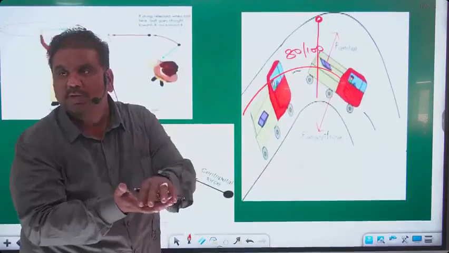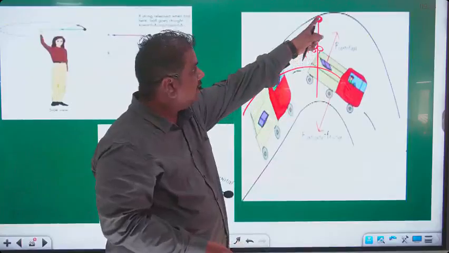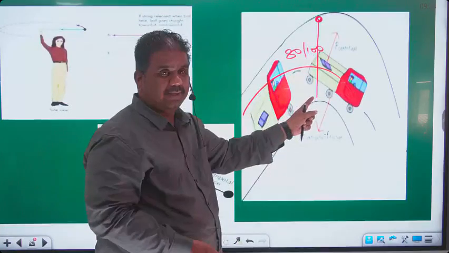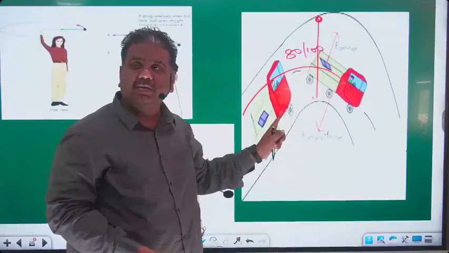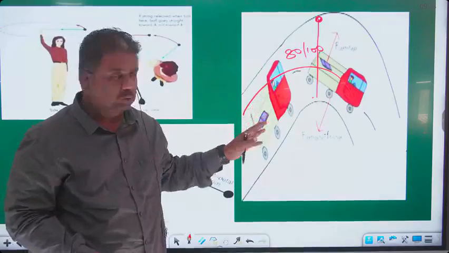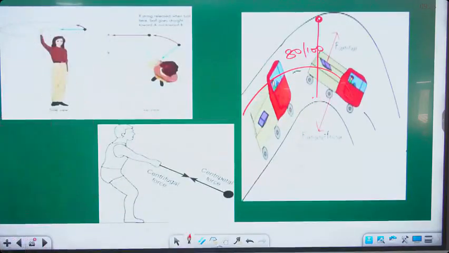So to avoid that one, to provide the required centripetal force, the roads are inclined at one place and sloping towards the other place. The same thing is applicable even for your railway tracks also. Even in the case of railway tracks also, the same thing is provided. Now here in this particular case, you can see a particular person who is trying to rotate an object in a circular path.